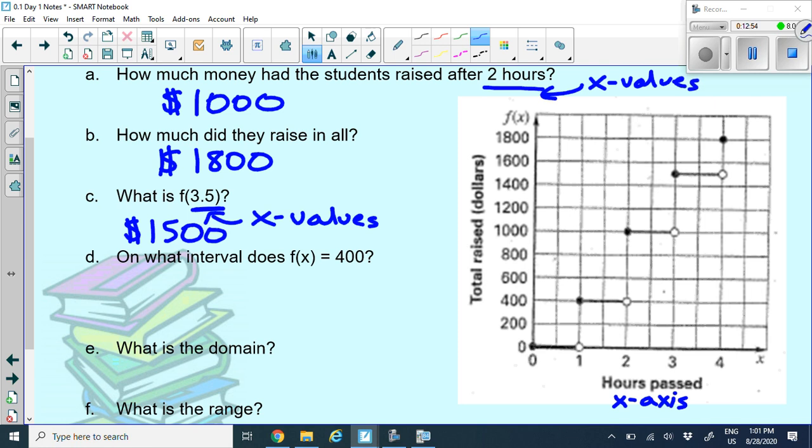Now make sure when you're doing this, and I'm going to be very picky on this, make sure you are using your units. We are in dollars when we're talking about total raised, okay? So notice that I did put dollars for A, B, and C, so make sure you have your units.